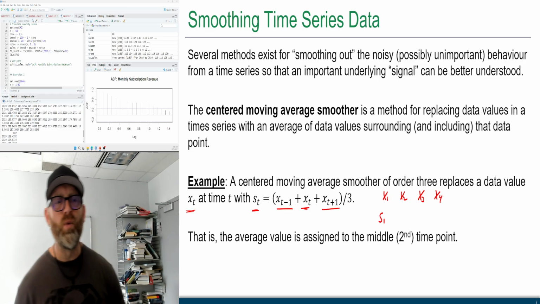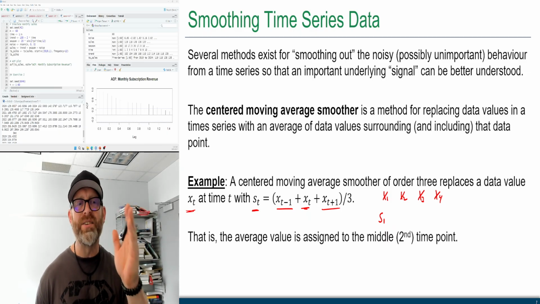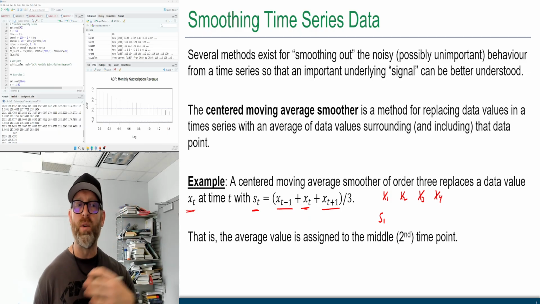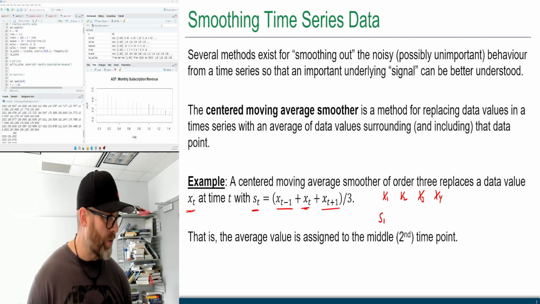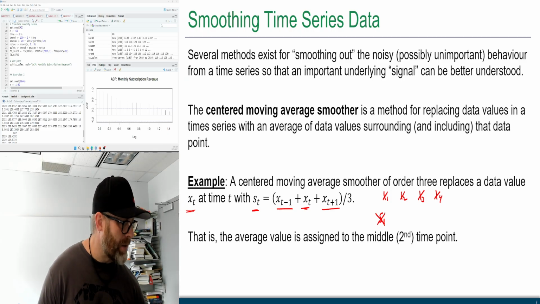So creating an S1 means x1 is going to be my centered data point, and I have to be able to go 1 to the left, 1 to the right. But I don't have anything to the left. There is no x sub 0. So I can't actually calculate S sub 1.